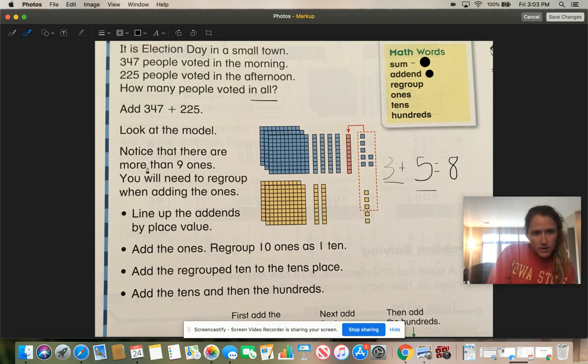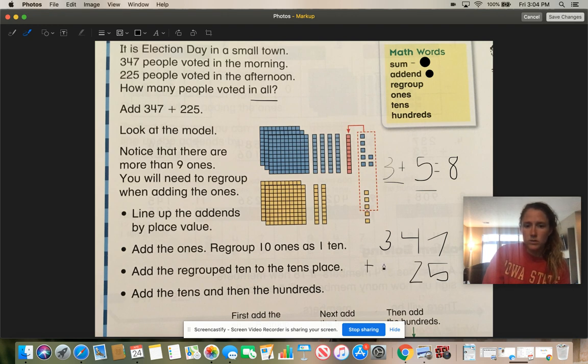Notice that there are 9 more ones, and you will need to regroup when adding the ones. Line up the addends by place value. So that means that we line them up, 347, and then we need to line up the 225 right underneath it. So the 5's in the ones place, the 2's in the tens place, and the 2's in the hundreds place. So they're lined up evenly so that we don't jumble up our places.